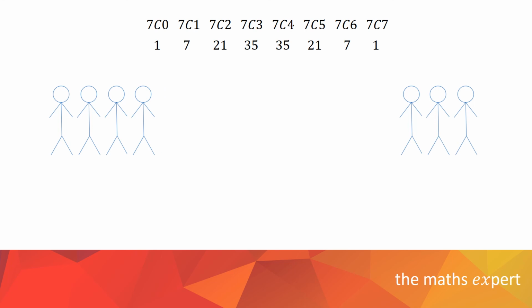We can generalize this as we can see the number of people we are choosing in these pairs adds up to the total number of people. Therefore, n choose k is equal to n choose n minus k.